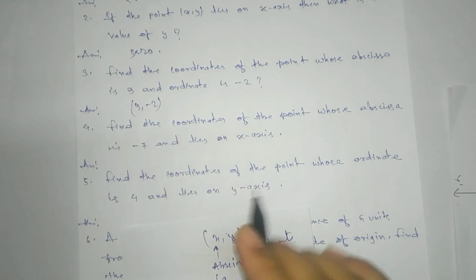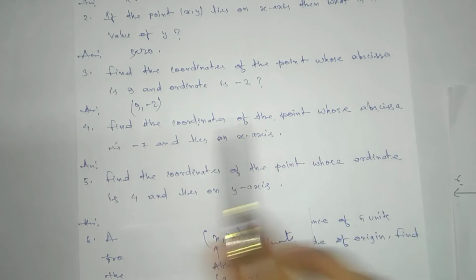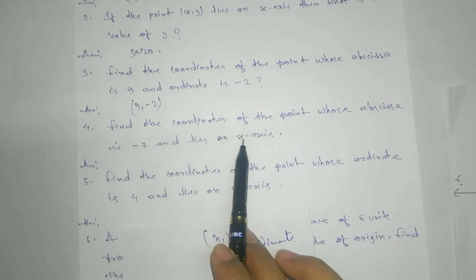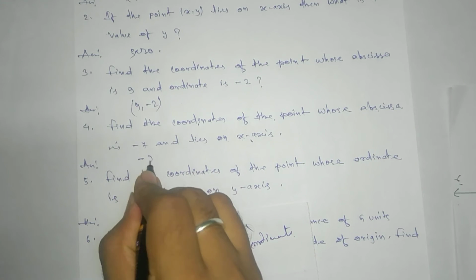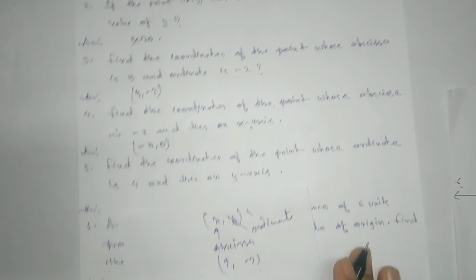Next, find the coordinate of the point whose abscissa is minus 7 and it lies on x-axis. So it lies on x-axis, that means y equals 0 and abscissa is minus 7. So minus 7, 0. Your answer is minus 7, 0.